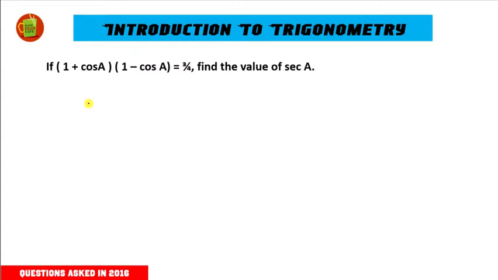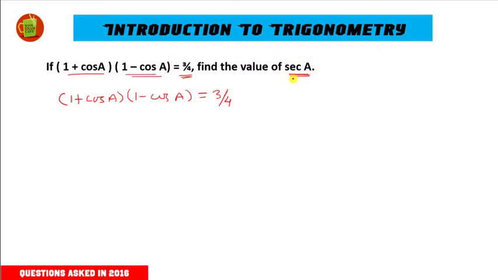Friends, here is another question. If (1 plus cos a) into (1 minus cos a) is equal to 3 by 4, then find the value of sec a. Here it is given that (1 plus cos a) into (1 minus cos a) is equal to 3 by 4, and we have to find the value of sec a.